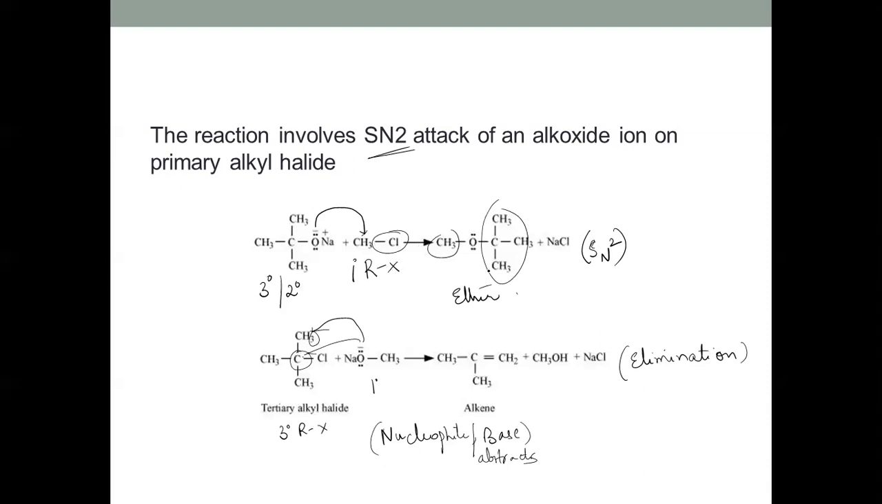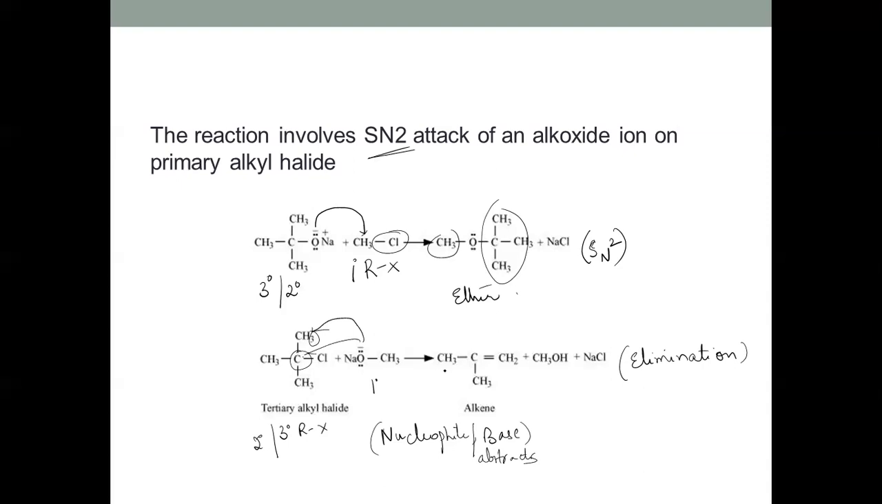resulting in the formation of ether. But if you are using a tertiary alkyl halide, because of the steric hindrance, because now here you are using tertiary. If it is secondary, also the same case. So it will act as a base, abstract this proton, resulting in the formation of an alkene. So this is what is happening here.